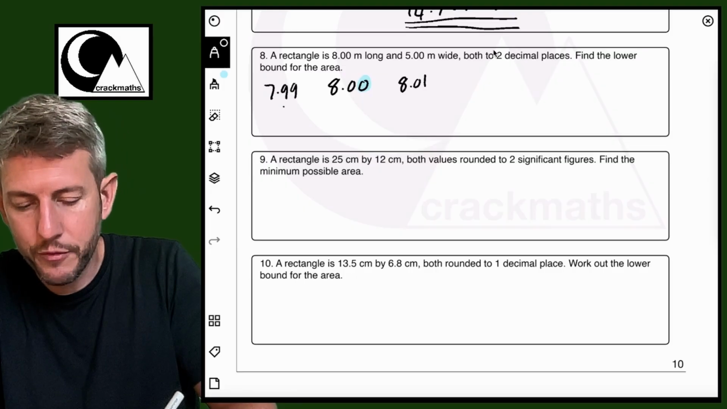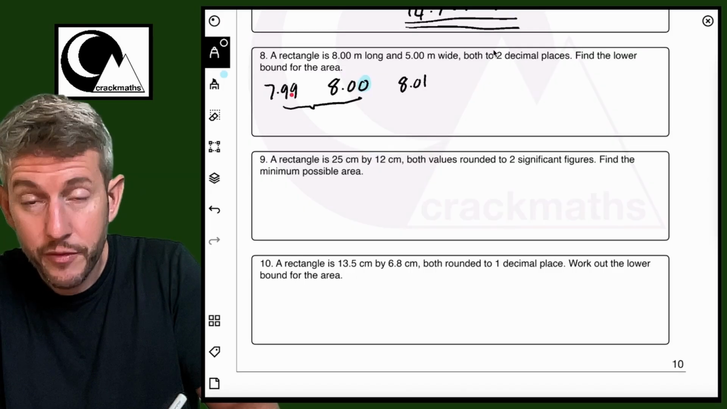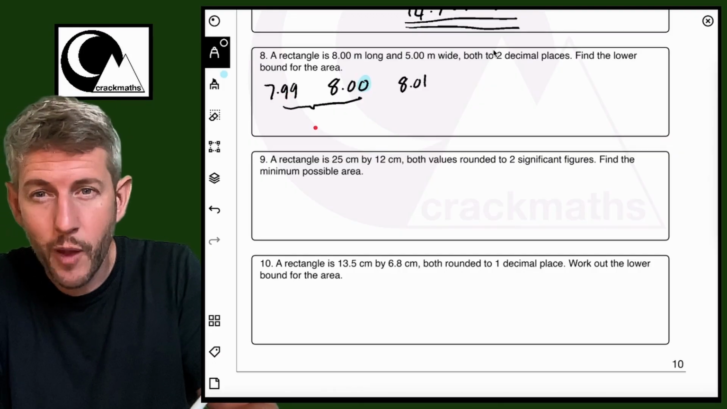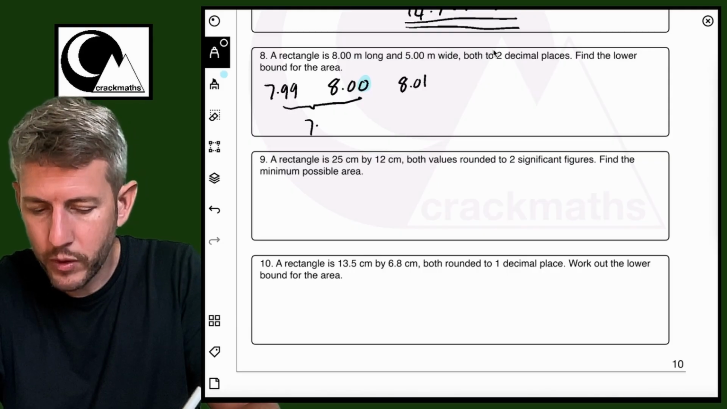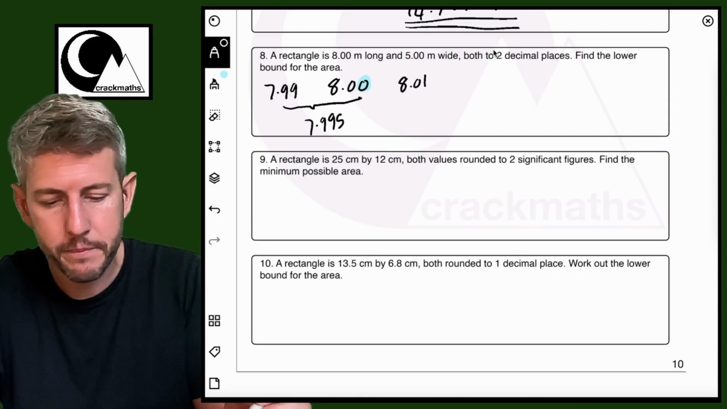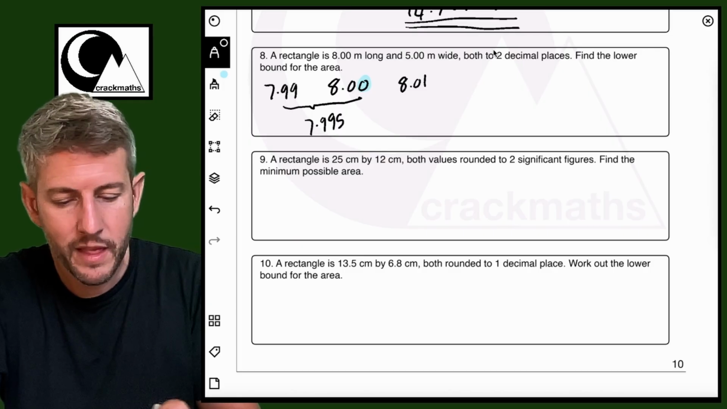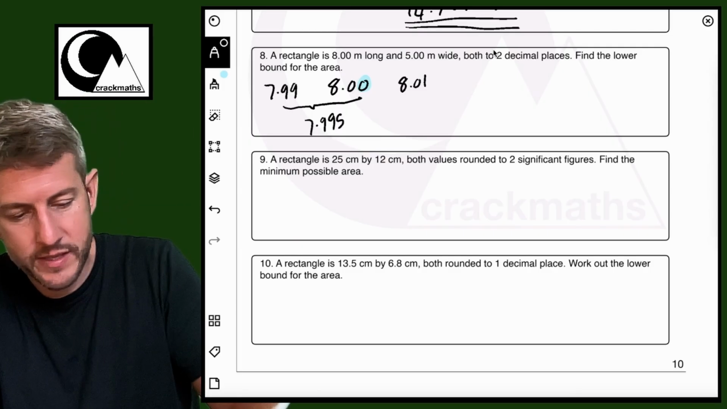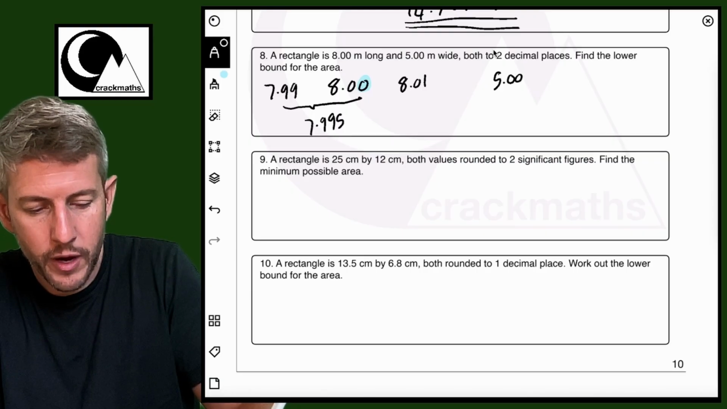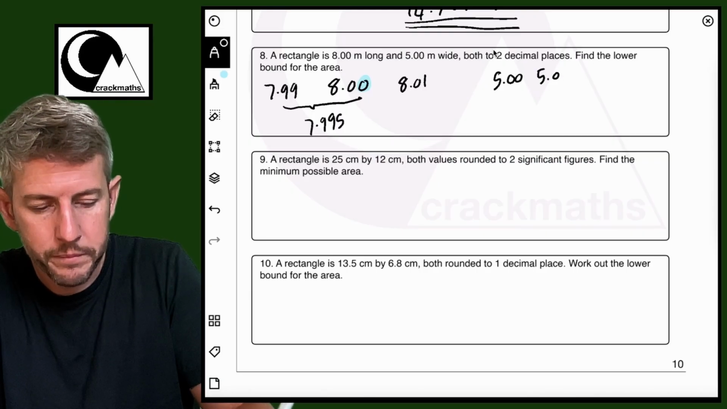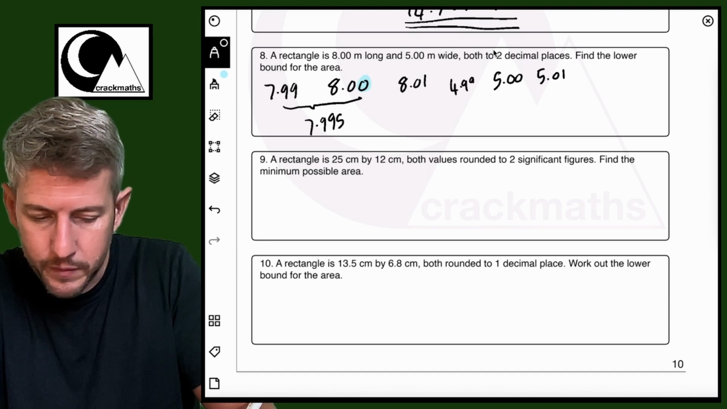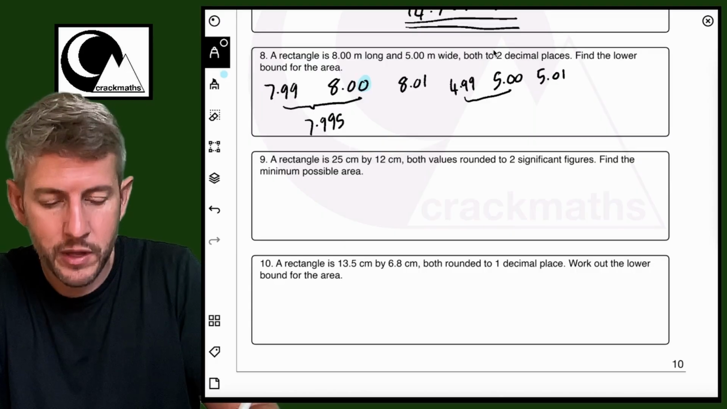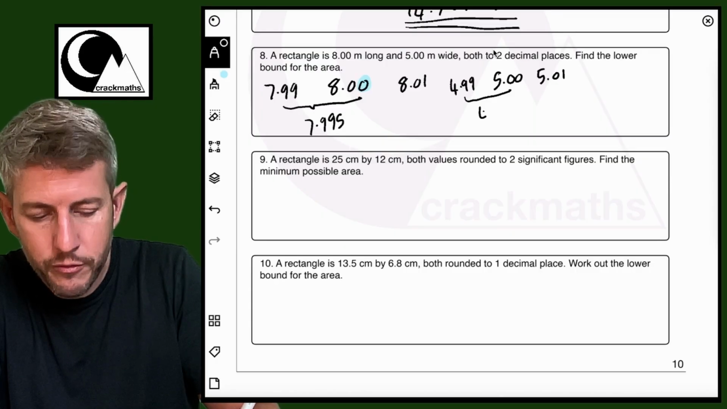So the lower bound for this one is going to be the midpoint between 7.99 and 8.00, which is going to equal 7.995. Okay, so that's the lower bound. And the lower bound for the other one, we've got 5. Again, if we had 5.00, the upper bound would be 5.01, and the lower bound is 4.99. So the midpoint between 4.99 and 5 would be 4.995.